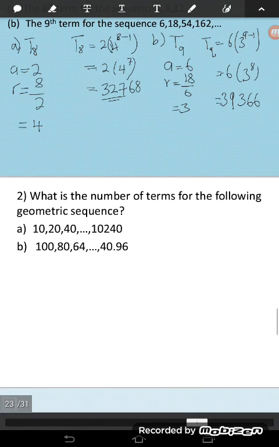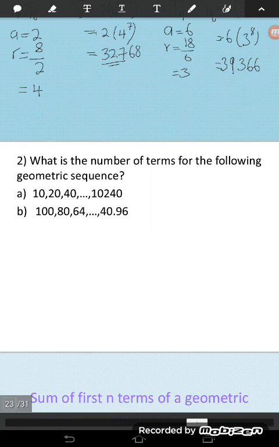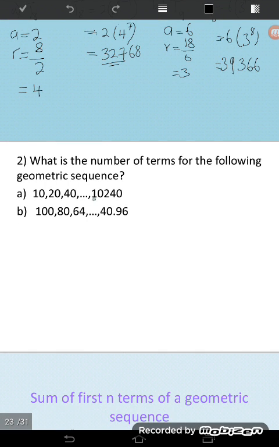Okay, so number 2, what is the number of terms for the following geometric sequence? The last term is 10240. So we have 10, 20, 40, and the last one 10240. This one is first term, second term, third term, and so on until the last term we don't know. Tn. Same as I explained in arithmetic sequence. If it stops at T3, we know there are 3 terms. So now Tn, we need to find n first, then we know the total number of terms.